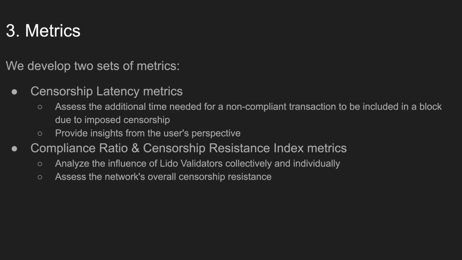And the second group is compliance ratios and the censorship resistance indexes. These metrics help us to analyze the influence of each Lido validator or node operator individually and collectively. So it also helps us to compare Lido and non-Lido. And also these metrics show us the overall network censorship status.